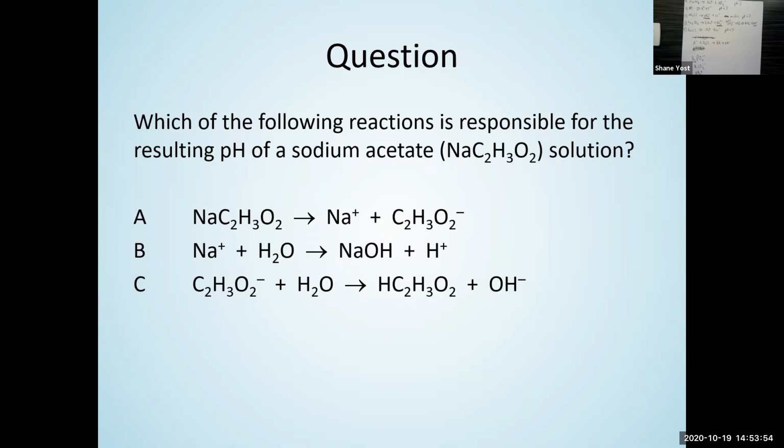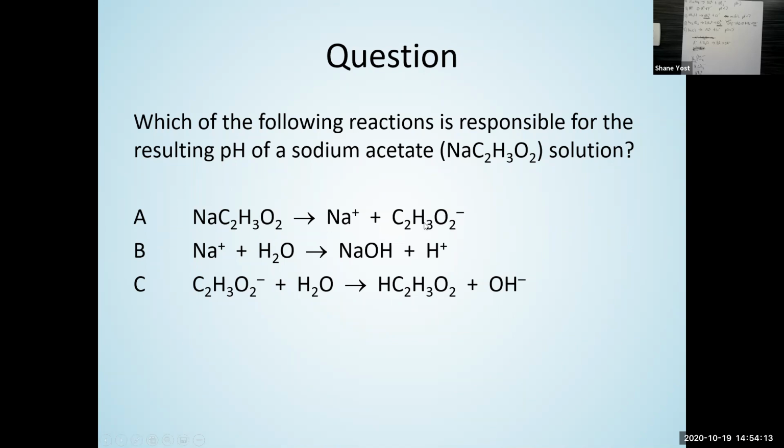Right, and this is another way of asking the same type of question. I've introduced sodium acetate in the solution. What is the reaction responsible for the pH change in that solution? Is it A, B, or C? Yeah, it's going to be C here.